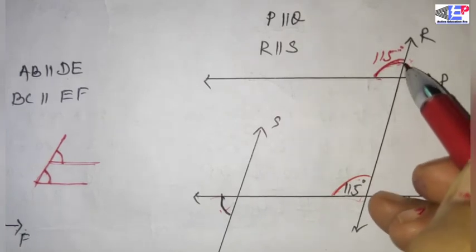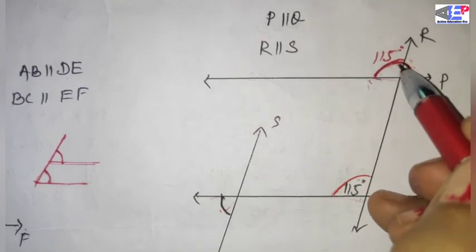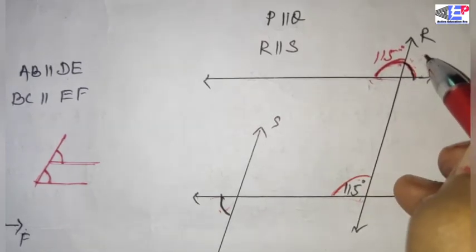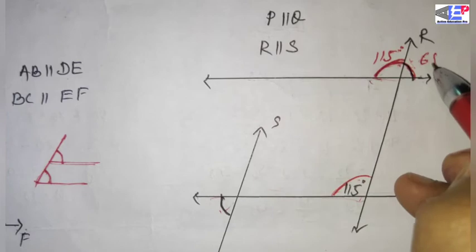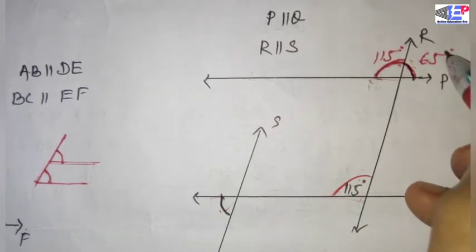Here the total angle is 180 degrees. It is a straight angle. It is a linear pair of angles. This is 115, so this will be 65 degrees. Okay.